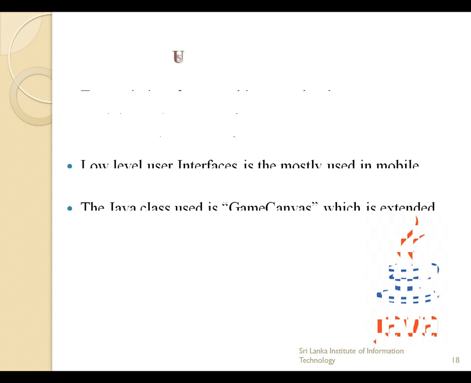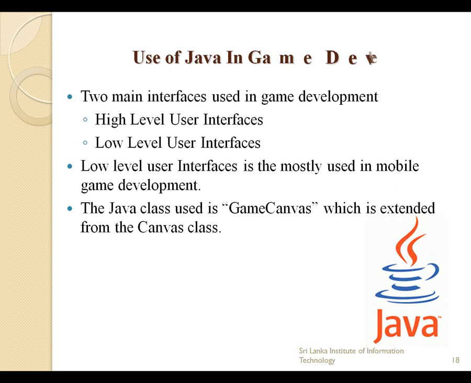Let's see how the Java language is used in game development. There are two main interfaces adopted in game development. The first one is high-level user interfaces and the second one is low-level user interfaces. In high-level user interfaces, the size of the screen of the game is automatically adjusted according to the mobile phone screen. You just have to design the game interface using the default form in the Java form class. In low-level user interfaces, we can customize the game interface as preferred.